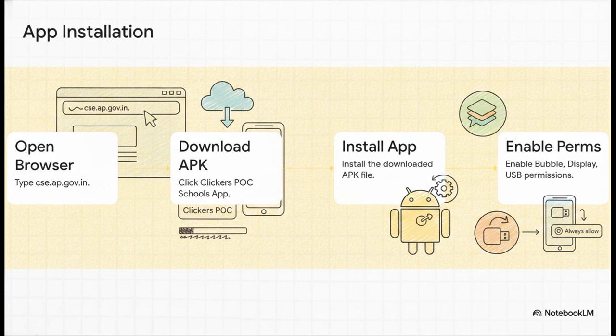Next, we need to install the actual app. Super easy. Just open the browser on your panel and type in cse.ap.gov.in. Find and tap the Clickers POC Schools app to download the APK file, and then go ahead and install it. Now listen closely here because this is crucial. When the system prompts you, you absolutely must enable the bubble, display over other apps, and USB permissions. If it asks about USB permissions, be sure to hit Always Allow. Knocking this out correctly the first time guarantees everything will talk to each other flawlessly later.